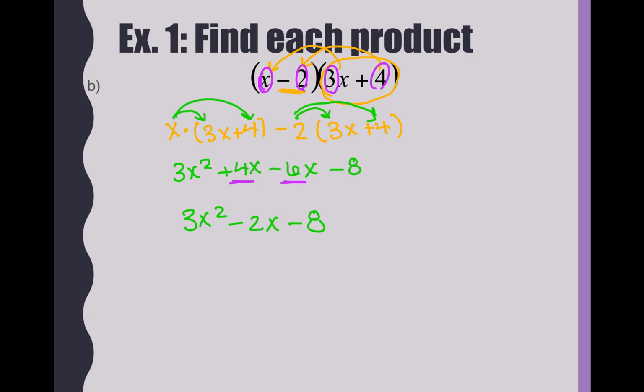In multiplication problems where each polynomial has two terms, I have to do 4 multiplication problems. And you can kind of see that right here. I have to do x times 4, x times 3x, negative 2 times 4, negative 2 times 3x. This horizontal method is just one way of organizing to make sure that you do all 4 of the multiplication problems that you need to.